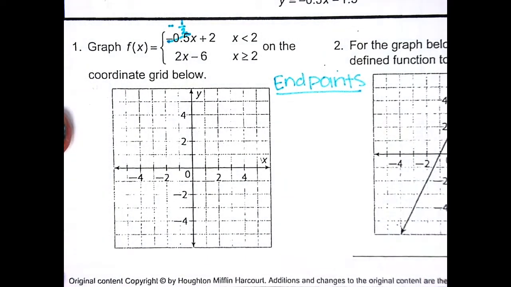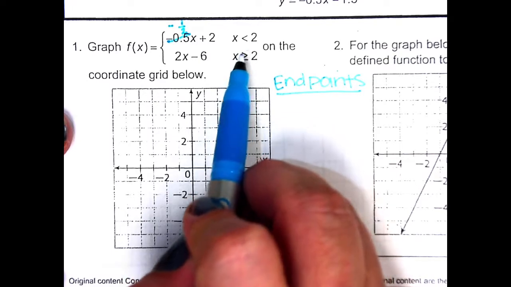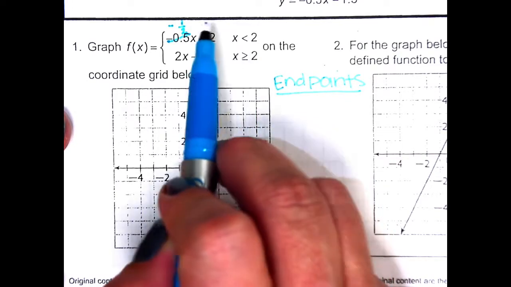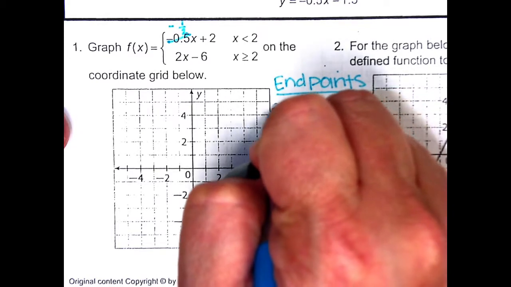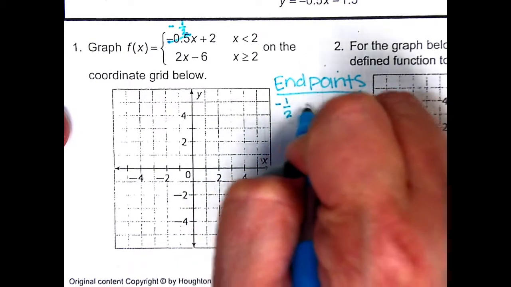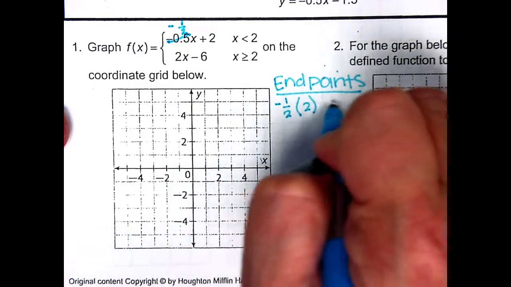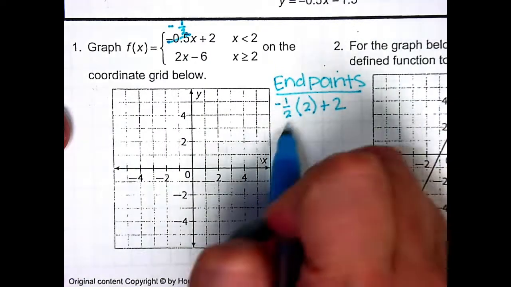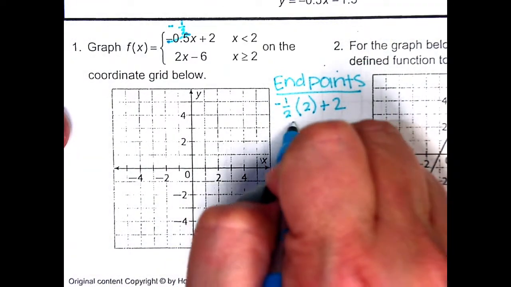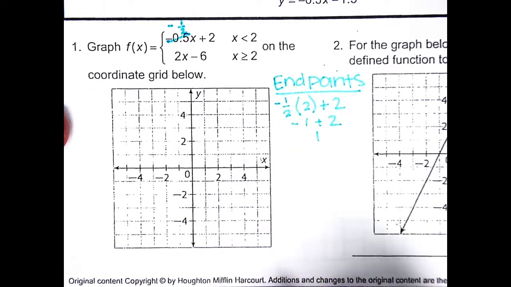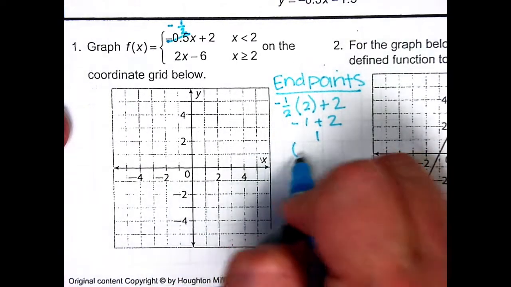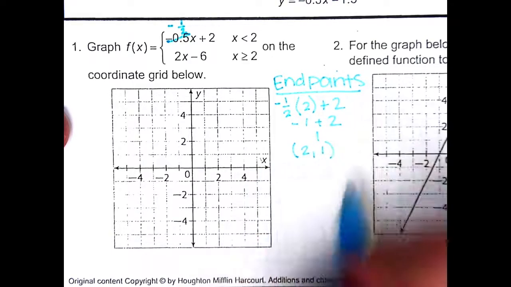To get the endpoint, you substitute the value of x into the problem. For the first one, I have negative 1/2 times 2 plus 2. Negative 1/2 times 2 is negative 1, plus 2 is 1. So my endpoint is the ordered pair 2, 1.